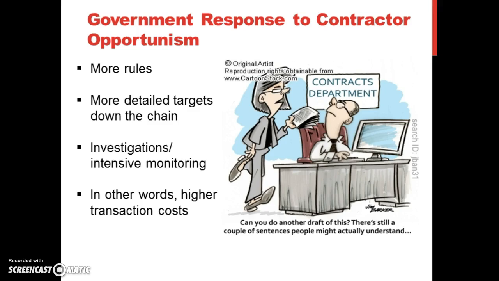The traditional response of government to such contractor opportunism, led by asset specificity and difficulty of measuring performance, is more rules, more detailed targets, investigations, and intensive monitoring. But these actions definitely will increase transaction cost. So the main task of public managers in the service market is to judge whether the service for contracting out is asset specific or whether that service is measurable.